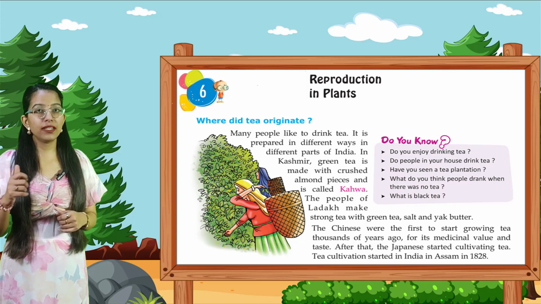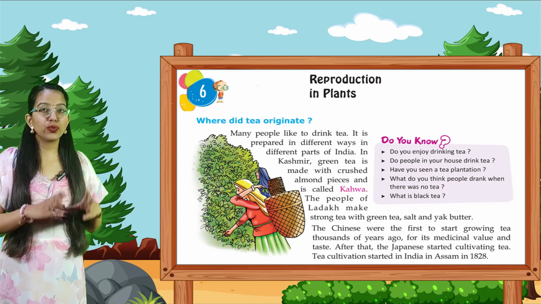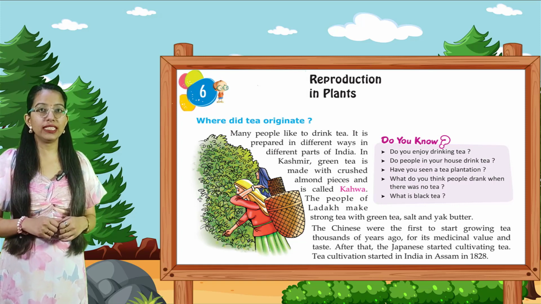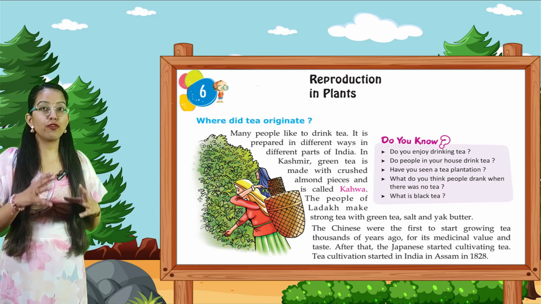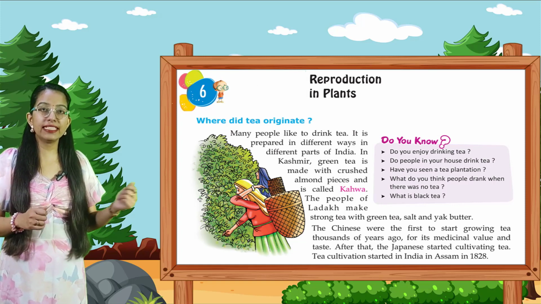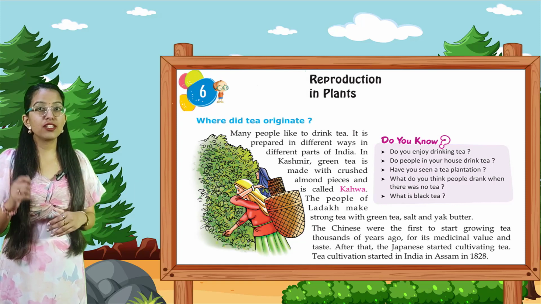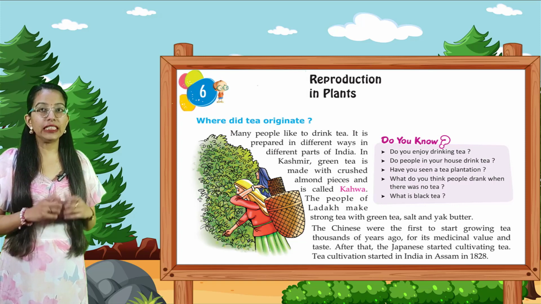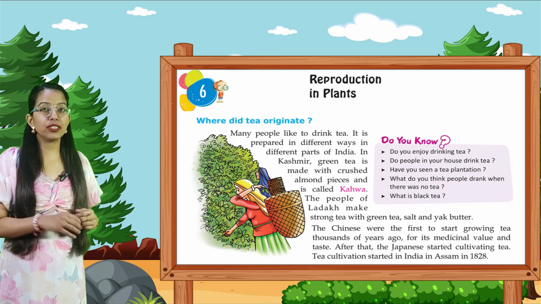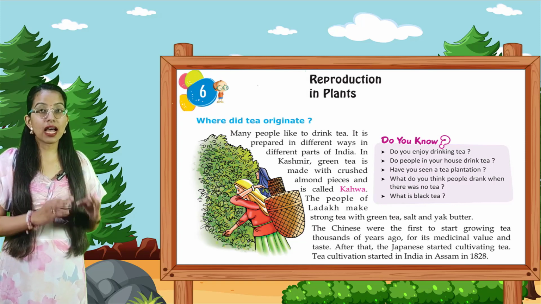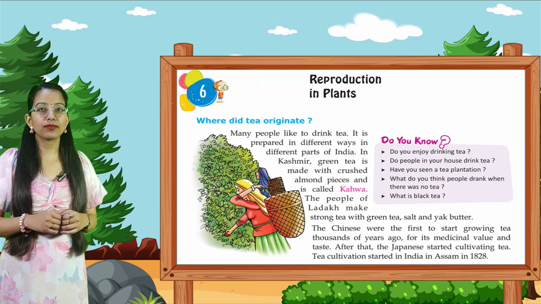salt and yak butter. The Chinese were the first to start growing tea thousands of years ago for its medicinal value and taste. After that, the Japanese started cultivating tea. Tea cultivation started in India, Assam in 1828.